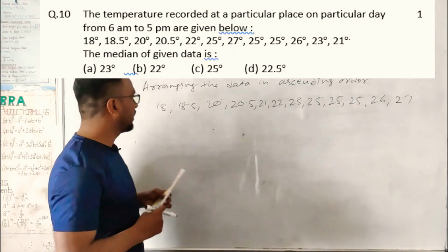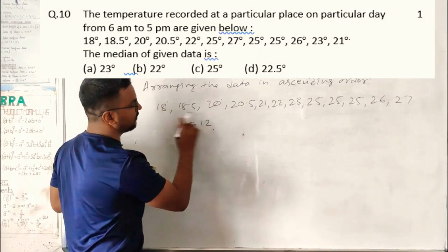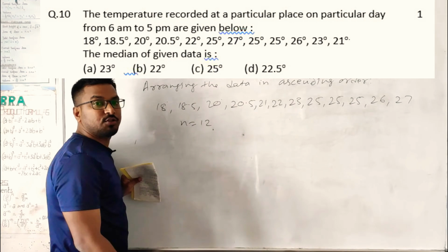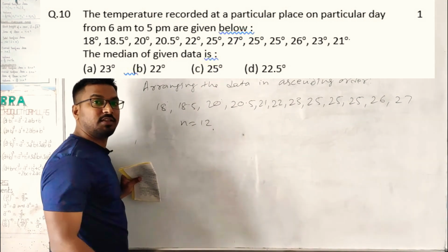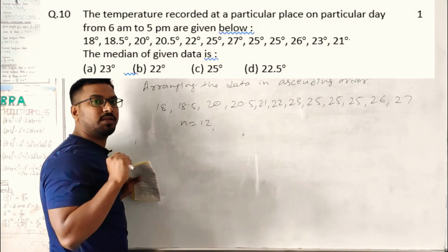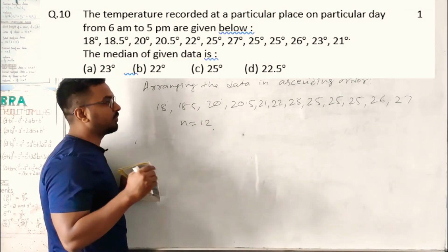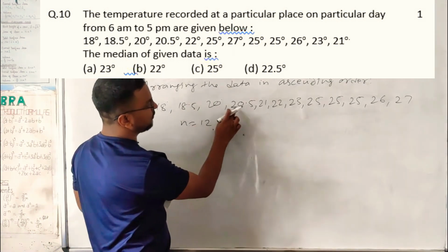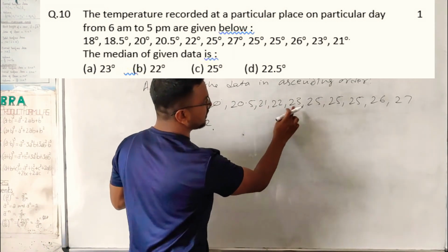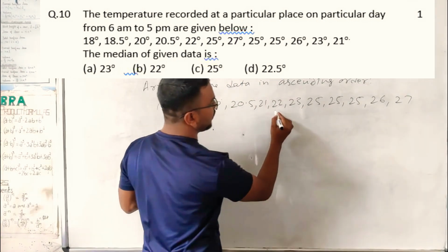Now here you see the number of terms. How many terms are there? 12. N equals to 12. Okay, 12. So what will be the middle term? There will be two middle terms. If it is an odd number, then there will be only one middle term. But if it is an even number, then there will be two middle terms. Now you see 1, 2, 3, 4, 5, 6, 7, 8, 9, 10, 11, 12. So in this case, there will be two middle terms.